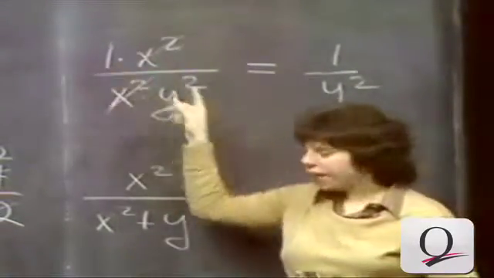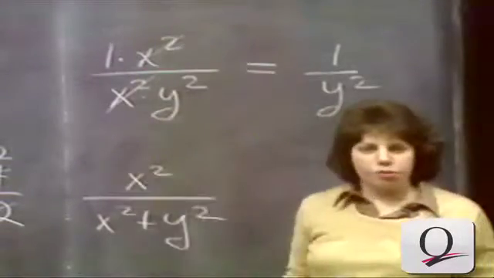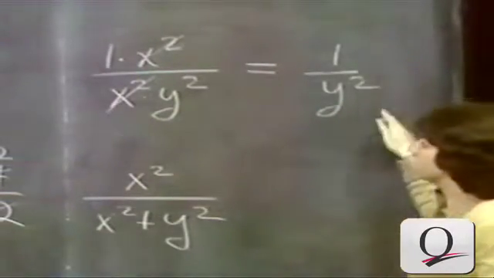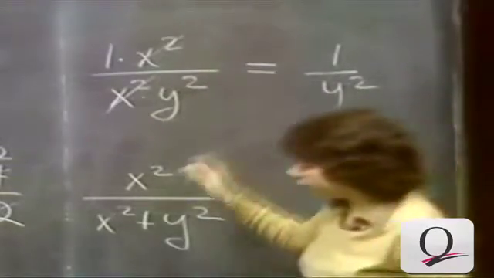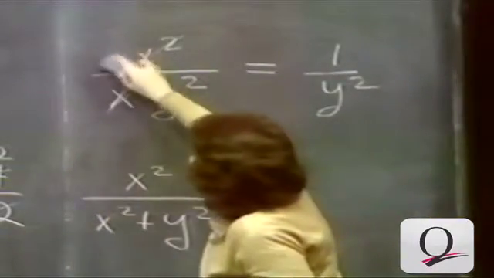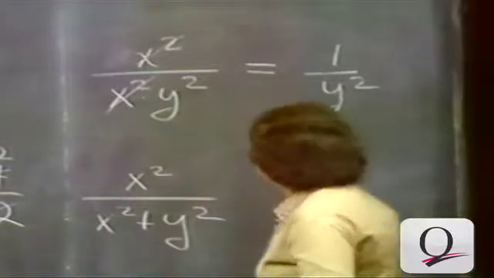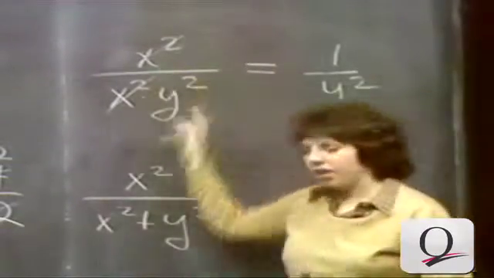X squared is a factor in the numerator and the denominator. We divided numerator and denominator by x squared, and we get just 1 over y squared. By the way, even if the 1 was not present here, we would do it exactly the same way. The 1 is implied.